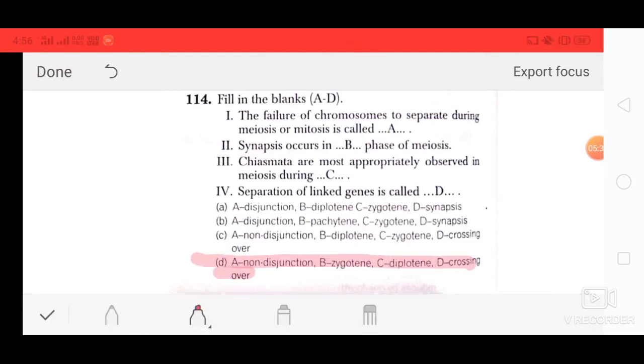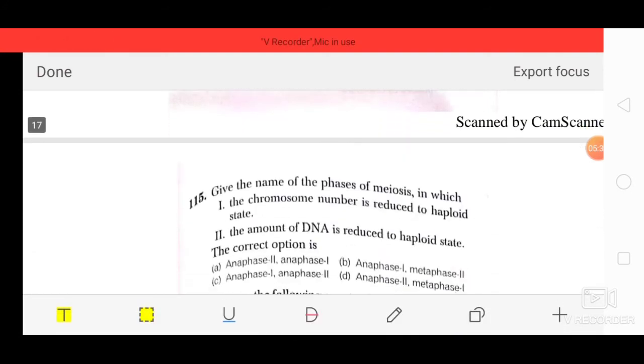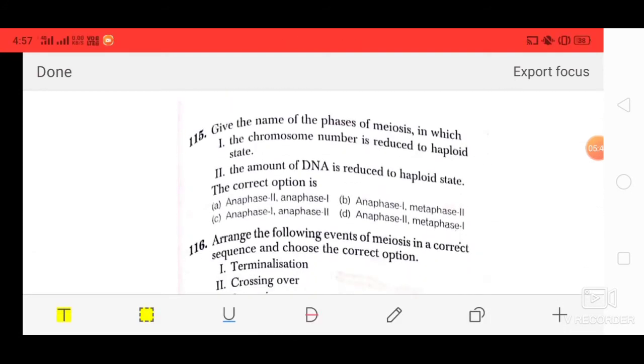And third statement is: chiasmata are most appropriately observed in diplotene stage, and separation of linked genes is called crossing over. Okay, next question says: give the name of the phases of meiosis in which the chromosome number is reduced to haploid state and the amount of DNA is reduced to haploid state. And the correct answer of this question is anaphase 1 and anaphase 2 respectively. Means the correct option is option C, that is anaphase 1 and anaphase 2.